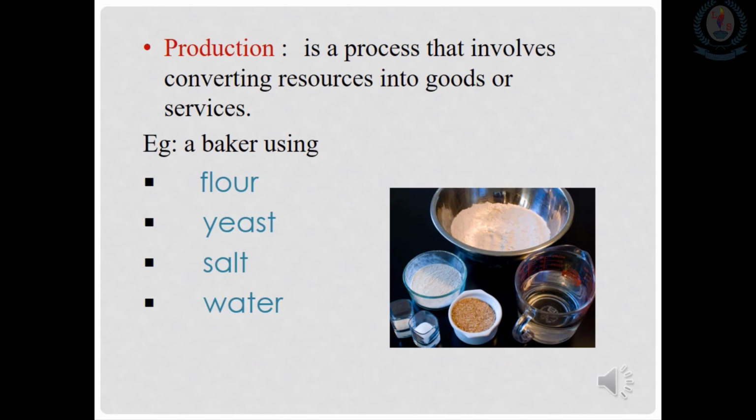Children, what is production? Production is a process that involves converting resources into goods or services. For example, a baker using flour, yeast, salt and water to bake what? To bake bread. You can also think of an example of a production process that has used a range of resources.